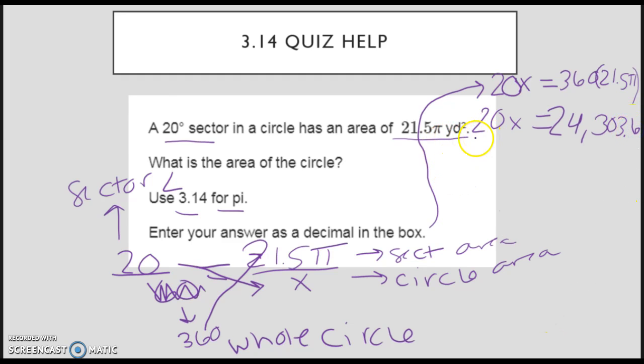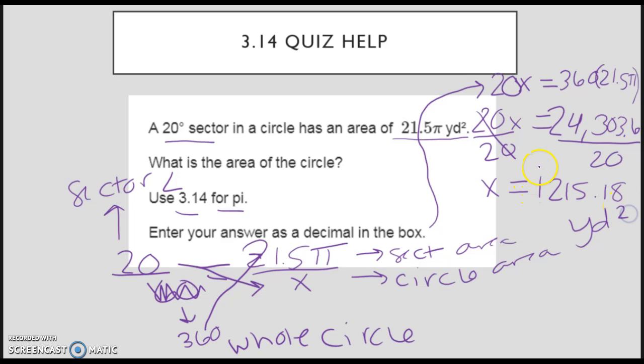Then we'll divide everything by 20. And that'll give us x is equal to 1,215.18, and that would be square yards. So all we do is set up a proportion: sector angle to angle of the whole circle, which is always 360, equals the sector area divided by the whole circle area, which is what we were trying to find.